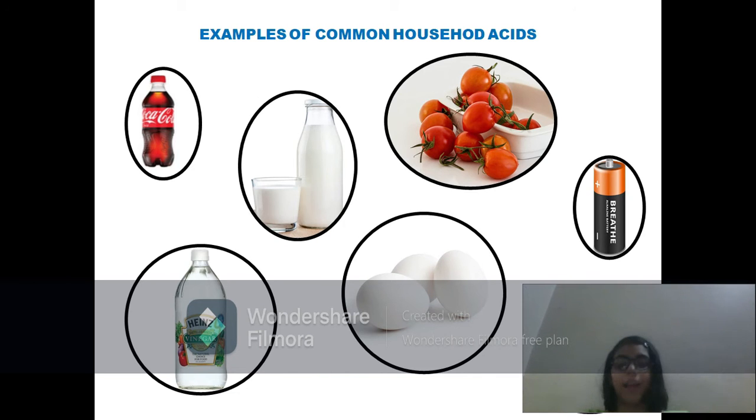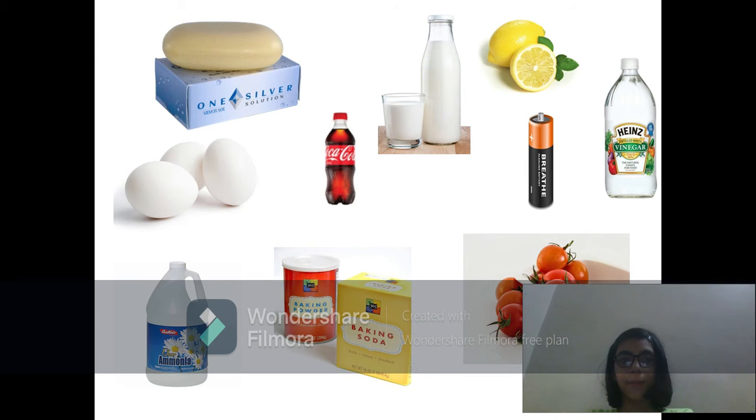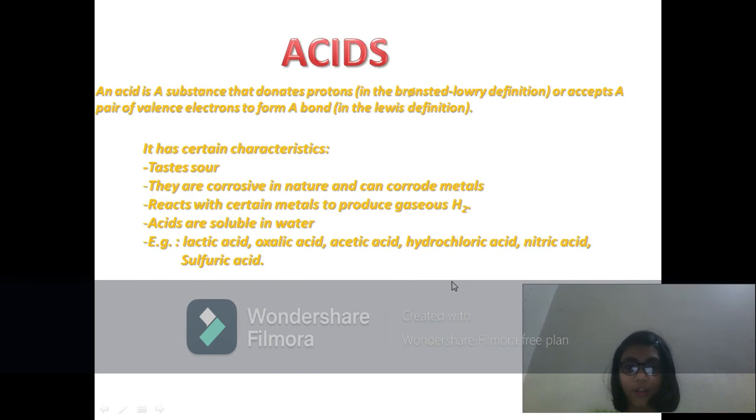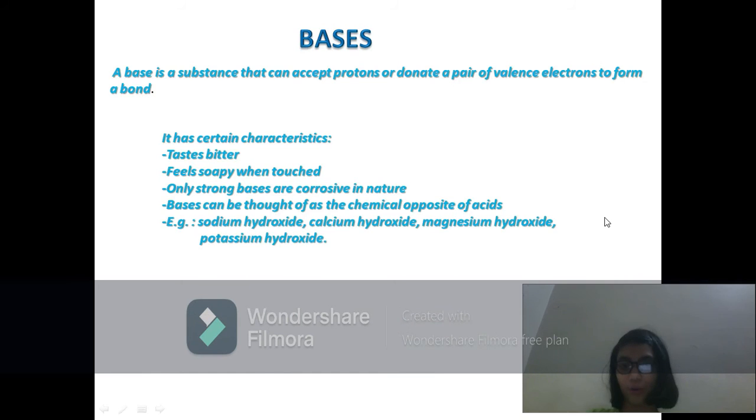So as we saw in the picture, the Coca-Cola, battery, vinegar, lemon, milk, eggs and tomatoes, these all are examples of common household acids. Some of them are not too corrosive, like tomatoes, lemons and vinegar, but the ones in the battery are corrosive. And now we are going to learn about bases.